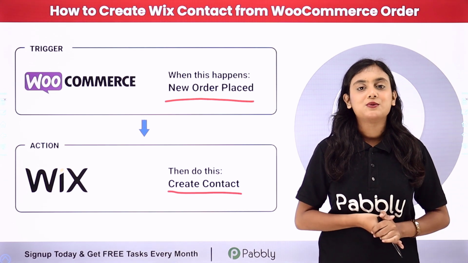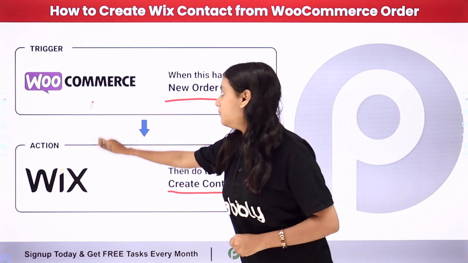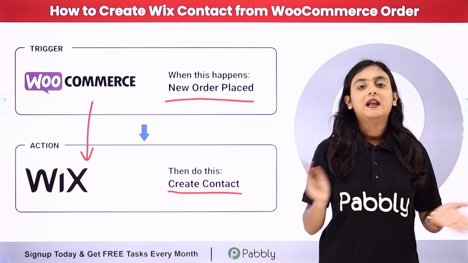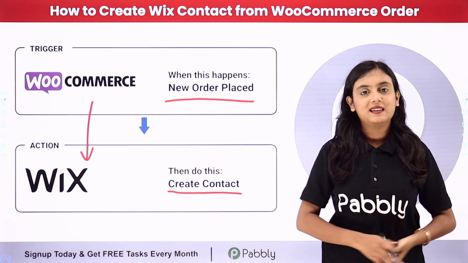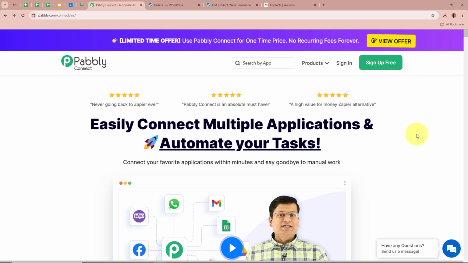For that, what we are going to do is we're going to simply create an automation between WooCommerce and Wix with the help of Pabbly Connect. So if you want to learn how to do this amazing automation, then let me take you all to my screen. In this video, we're going to learn how to create Wix contacts from WooCommerce orders.